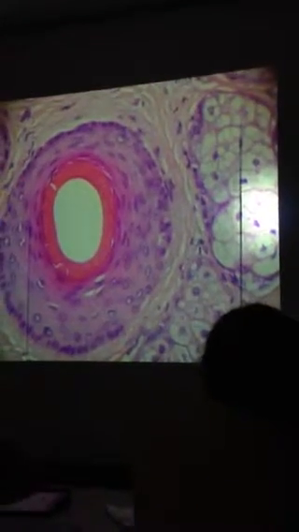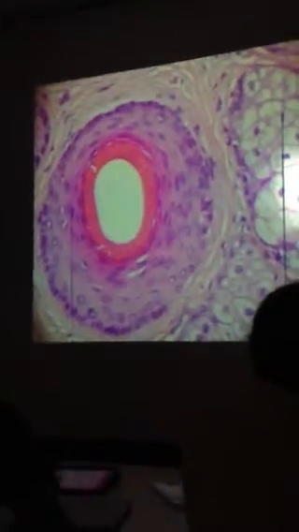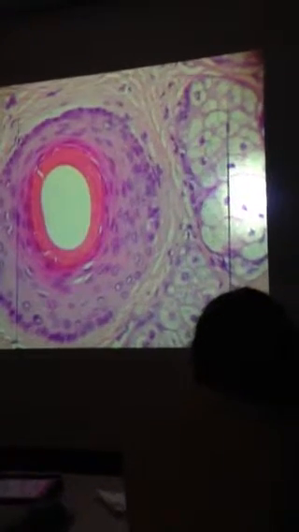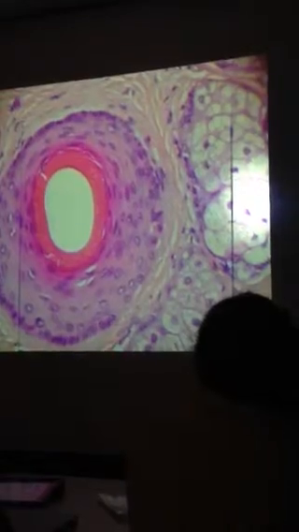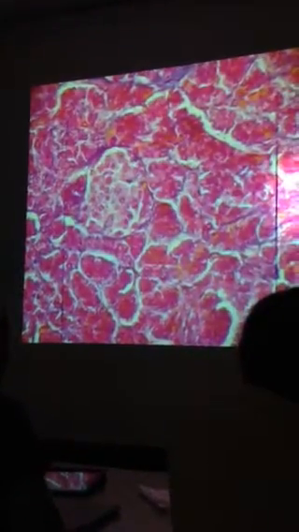Again, hair follicle number 2. Obviously with a sebaceous gland, right? Which we know is a holocrine secreting gland, right? What organ?